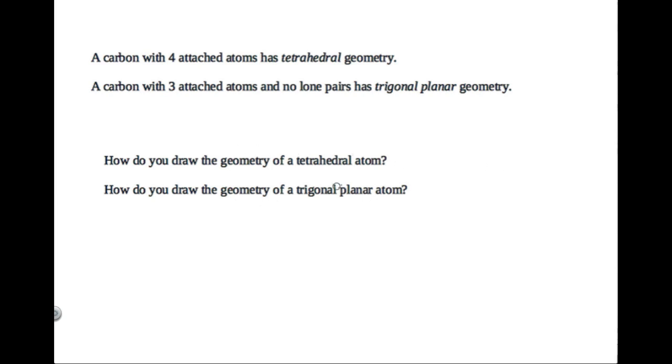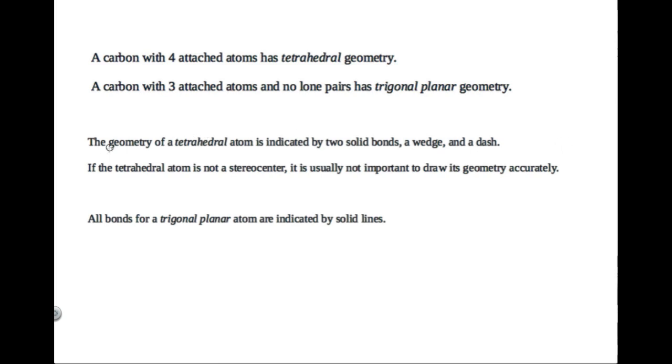How would you answer these questions? Well, here's the answer. Geometry for a tetrahedral atom is indicated by 2 solid bonds, a wedge and a dash. On the other hand, geometry for a trigonal planar atom is indicated by bonds that are all indicated by solid lines.